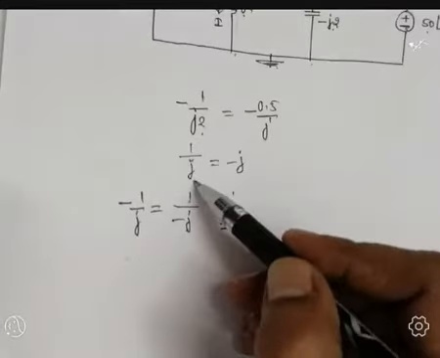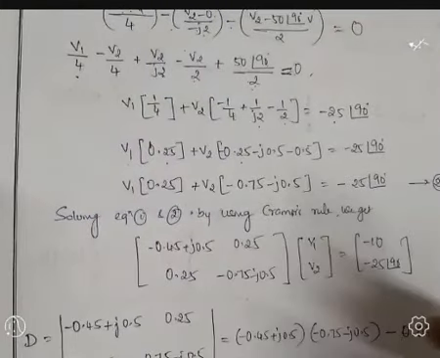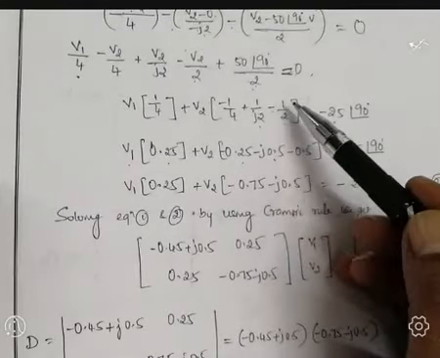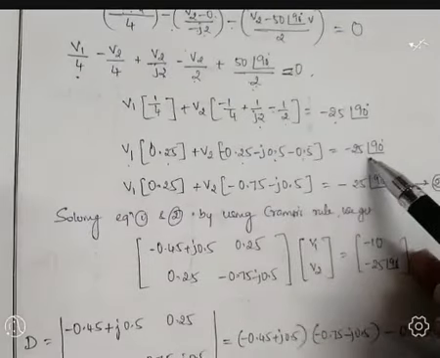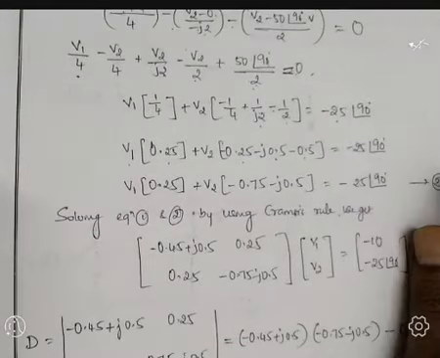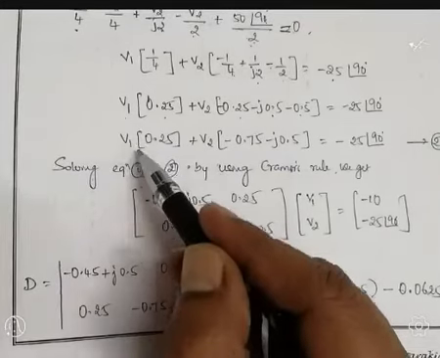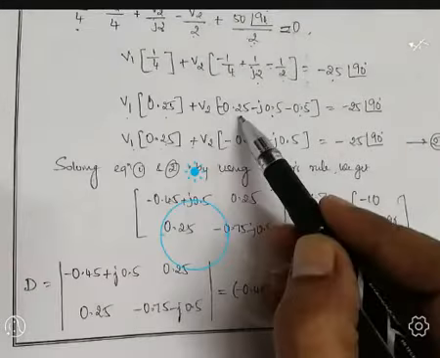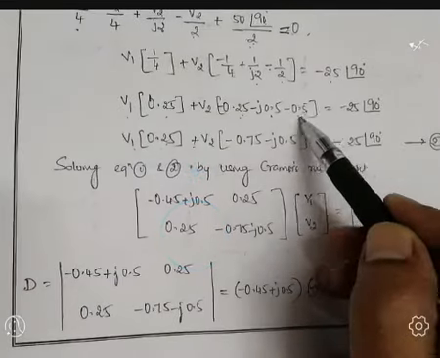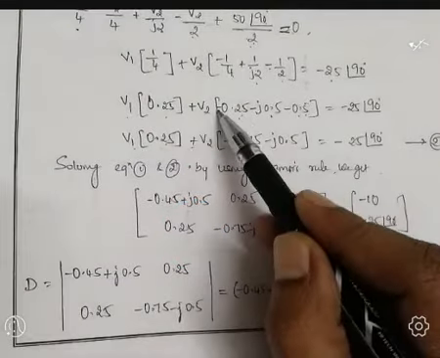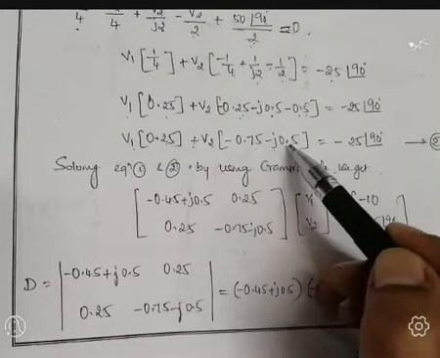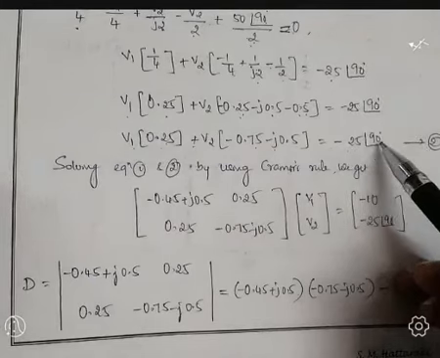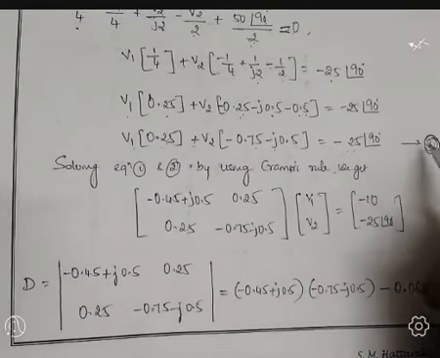1 by j we can write minus j. Hence it is minus j 1 by 2, that is 0.5, minus 1 by 2, that is 0.5, is equal to minus 25 of angle 90 degree. Next, V1 is multiplied by 0.25 plus minus 0.25 minus 0.5. Add these two things, hence it is minus 0.75 minus j 0.5, is equal to minus 25 of angle 90 degree. So this one I represent as equation number 2.